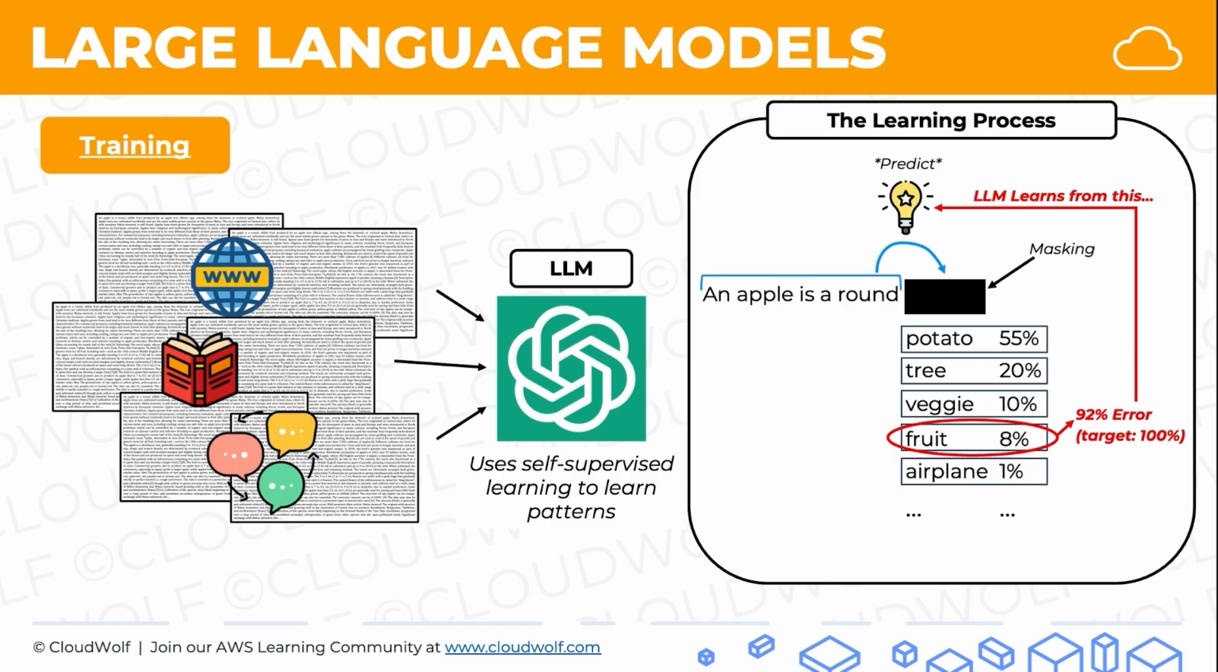And the key takeaway here is that LLMs don't learn how to think like humans. They don't reason like humans. All they do is learn how to predict the next word in a given sequence of words. And they do that really, really well. So that's the training part.